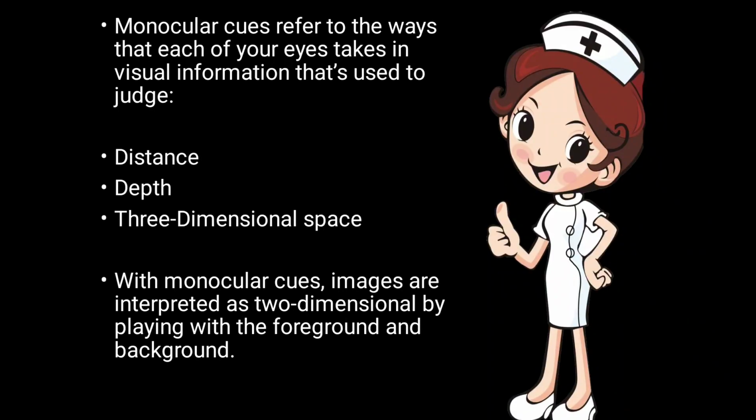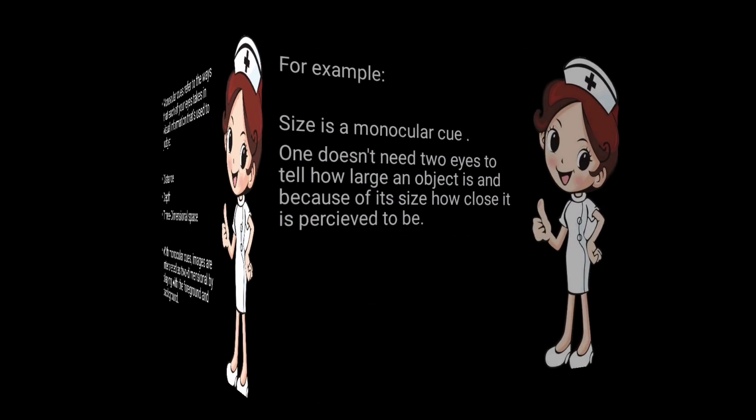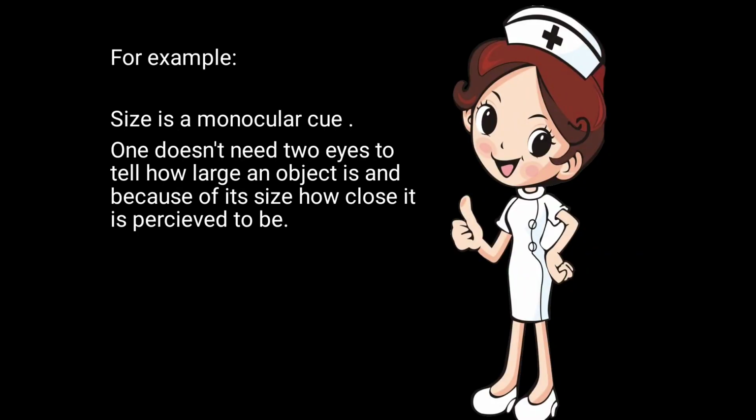Next one, three-dimensional space: how something is present in a three-dimensional space and how it needs to be perceived, because the person does not have both eyes to perceive it, but our brain can interpret it. This is the monocular cues. With monocular cues, images are interpreted as two-dimensional by playing with the foreground and background. Now we will take the foreground or the background of 2D images and make them 3D images so that they can be perceived by those people who have only one eye. For example, size is a monocular cue.